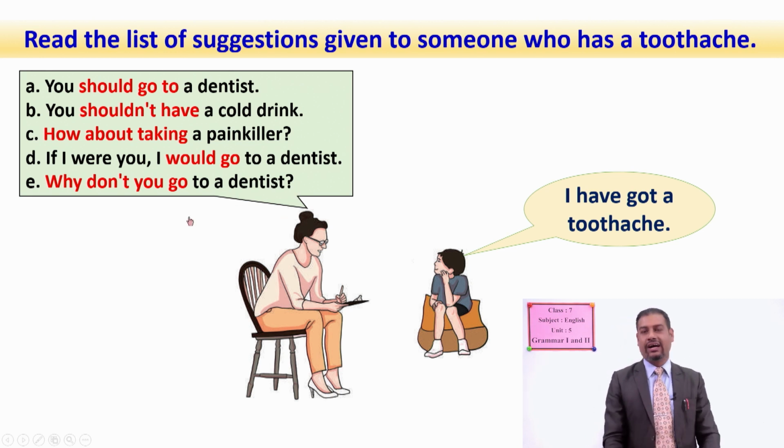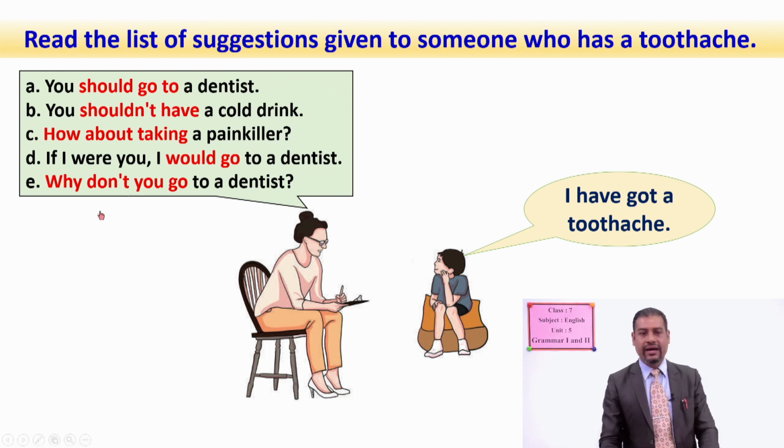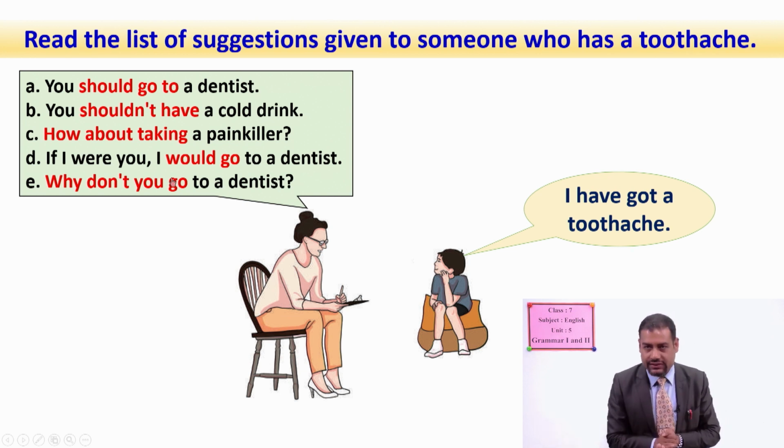Dear students, I hope you noticed the highlighted words in each sentence. Here, should go to. And in the second sentence, we have shouldn't have, the negative form of should. Next one is how about taking, how about plus verb-ing. Then we have if I were you, I would go to, would go. We have already practiced this under our speaking skill also. And here we have why don't you go. So these highlighted words are used to give suggestions or advice.